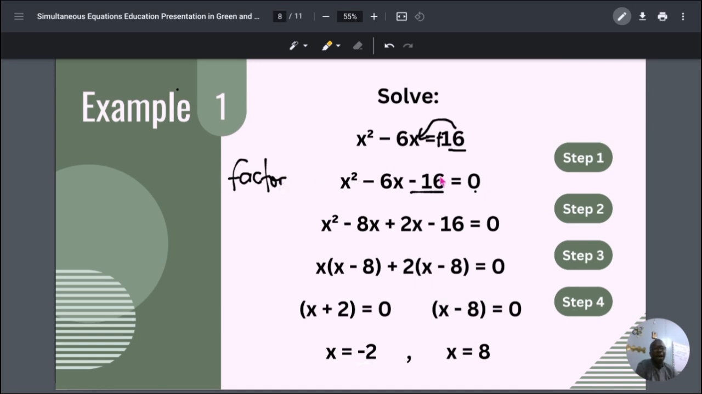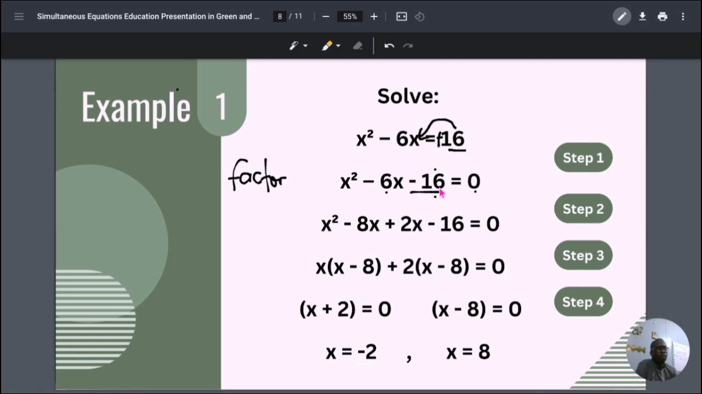Now, I must have two numbers that when I multiply them, I will get 16. And when I do any addition or subtraction between them, I will get a 6. The same two numbers. I'll repeat myself: two numbers that when they are multiplied, not divided, give 16.